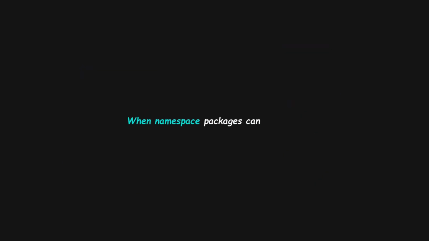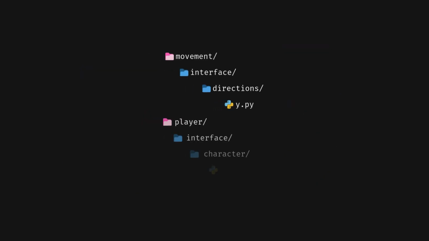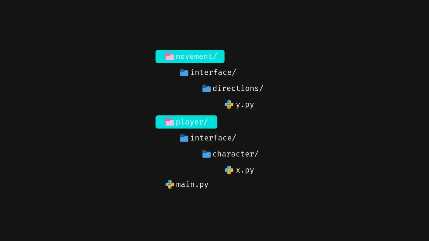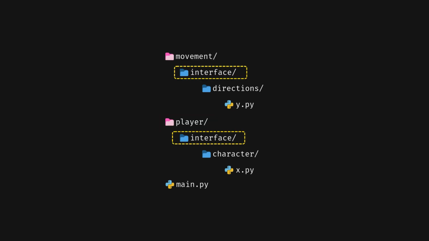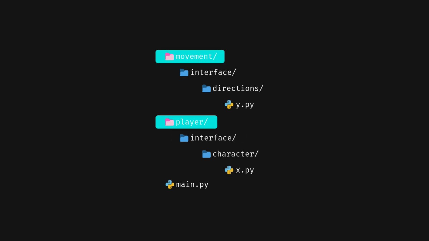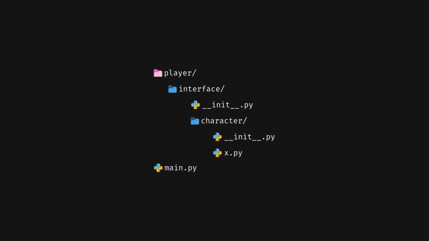When can namespace packages be used? We had this project structure in the beginning. Here we have two separate packages, but they share a common namespace, interface. So this lets us create different packages that reside in separate locations, but still appear to be part of a common structure. So what about regular packages?